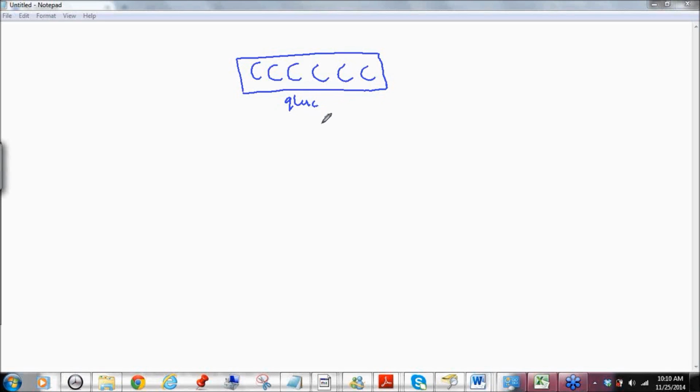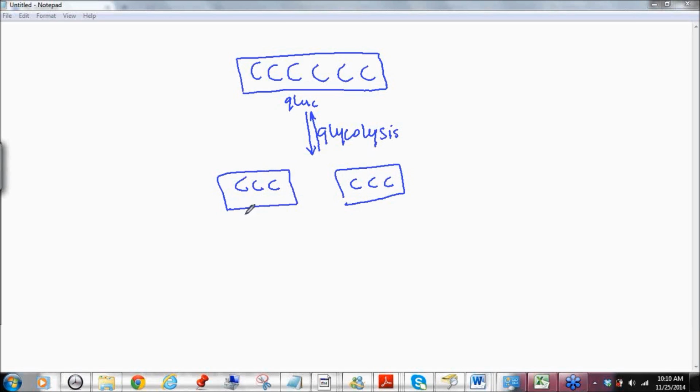The first step in breaking down glucose for energy would be to split it in half. That process is called glycolysis, and this process is completely reversible. Splitting glucose in half yields 2 units of 3 carbons each. Each one of these is called a pyruvate molecule.